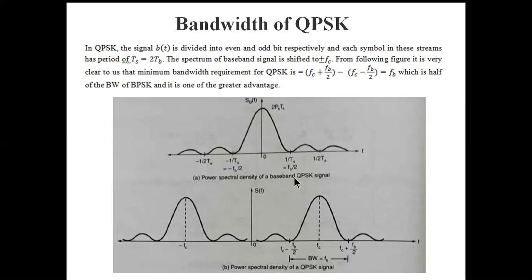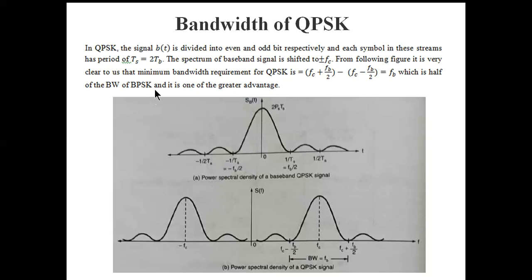Now we have used a carrier signal. As we used a product modulator with cos omega ct or sin omega ct, the spectrum of the baseband signal will be shifted to plus minus fc. So the total spectrum will be shifted to plus minus fc, and this will be the practical bandwidth where most of the power lies. So the bandwidth for QPSK is fc plus Fb by 2 minus fc minus Fb by 2, that is Fb.